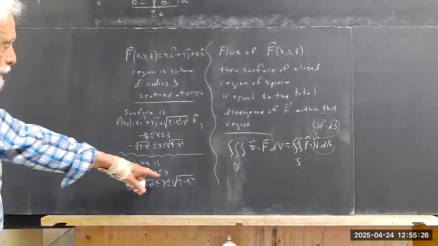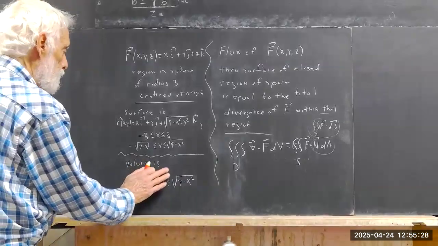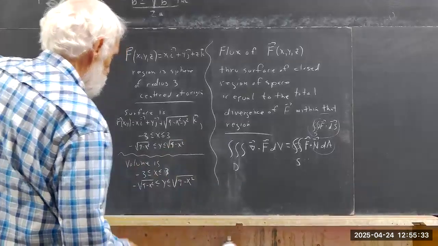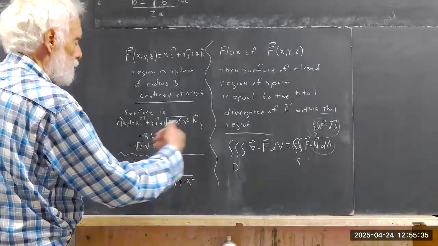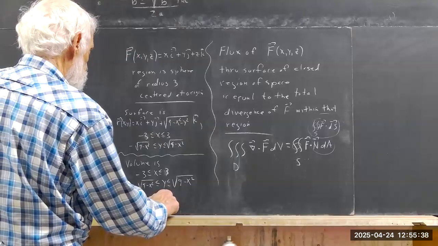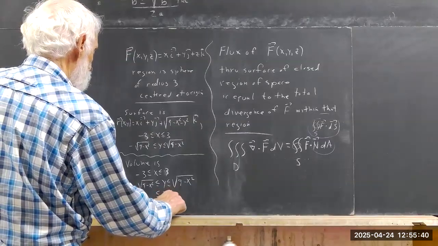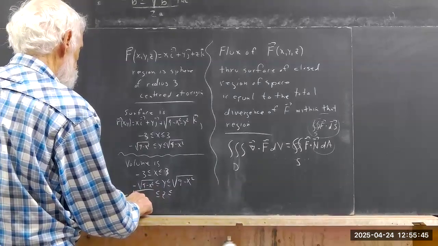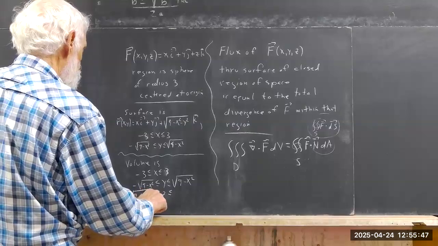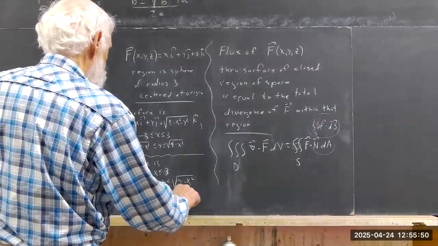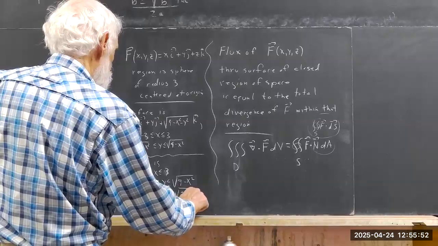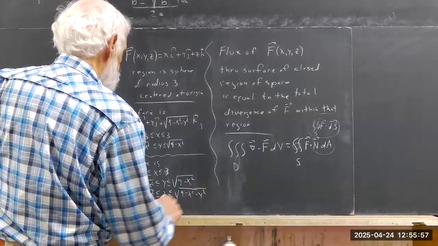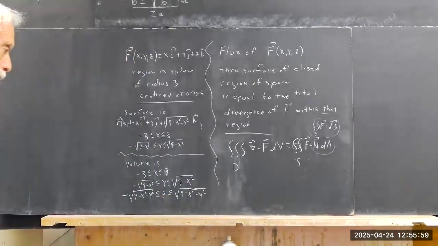Okay. Volume. Negative 3 y square root of 9 minus x squared, root of 9 minus x squared, and c. And incidentally, this is actually easier in spherical coordinates. Even at this stage of the course, I generally find rectangular easier to visualize.